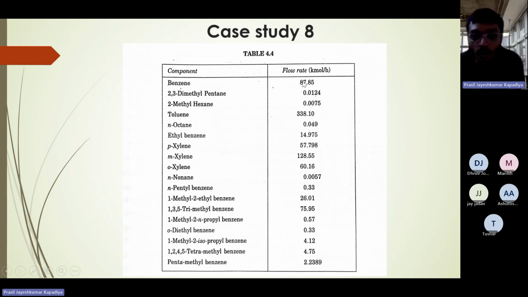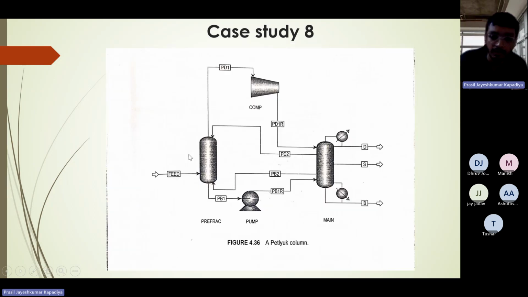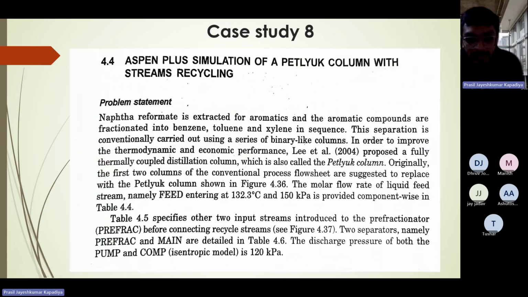So here we can see what the maximum amount is. Benzene 87.45, toluene 338, and m-xylene 128, and some other components like paraxylene and orthoxylene are also in good quantity. Also 1,3,5-trimethyl benzene and 1-methyl-2-ethyl benzene. These are the major components, and from here we want the benzene, toluene, and xylene (BTX) product. Table 4.5 specifies the other two input streams introduced to the pre-fractionator before connecting the recycle stream.